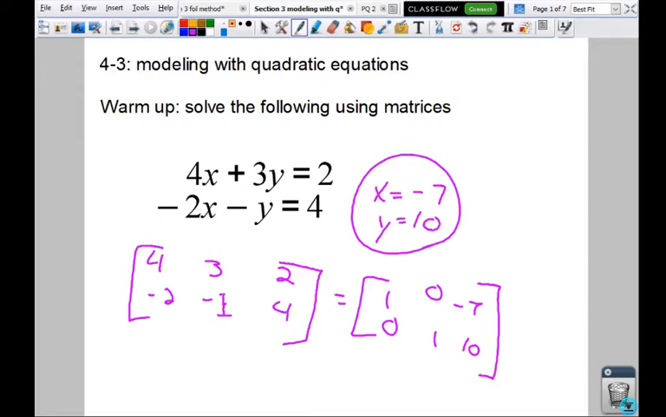So what we're going to be doing today is modeling with quadratic equations. And they're not too bad.